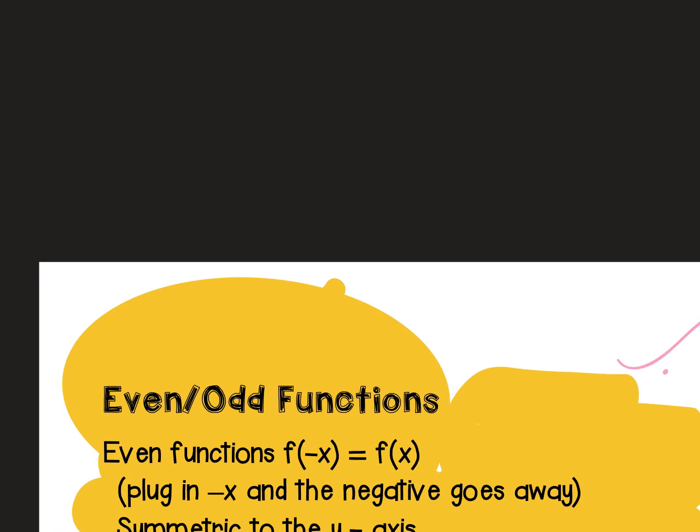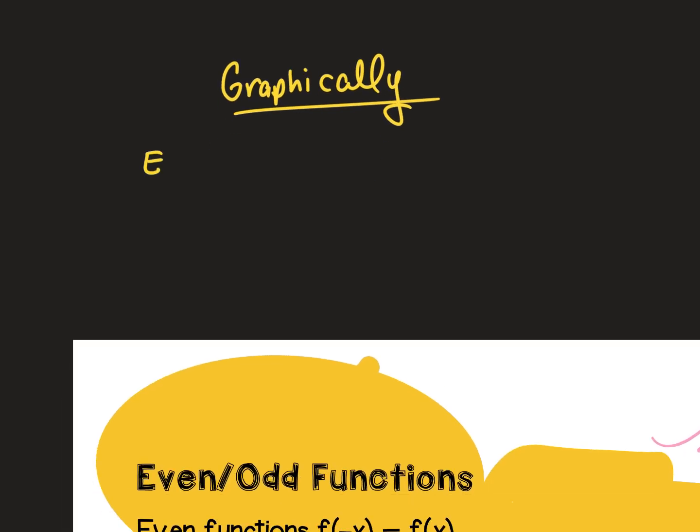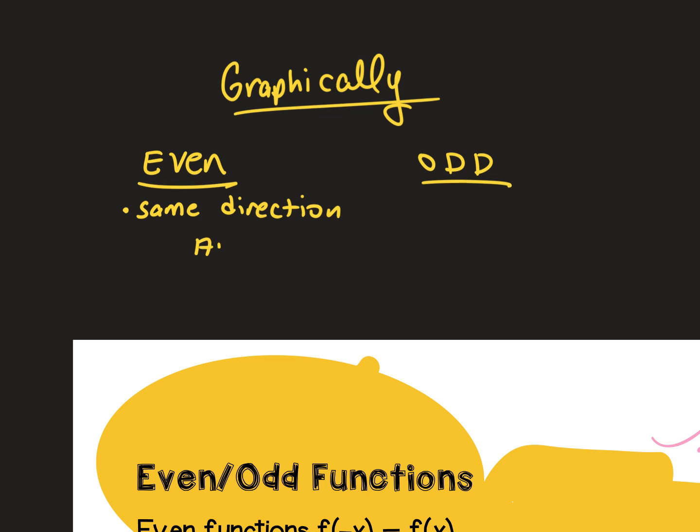I'm going to give you some notes here. Write this down. Graphically, if a function is even or odd, I'm going to write even over here and odd over here. If you have a picture of a graph and it is even, two things will happen. One, both arrows are going to go in the same direction. And it has to be both things. It has to be symmetric to the y-axis.